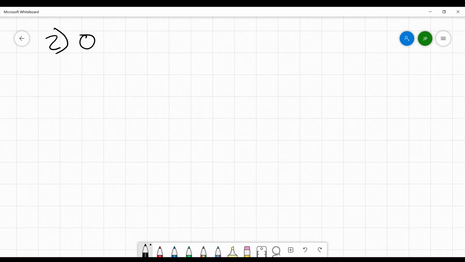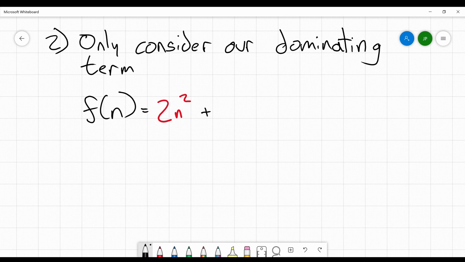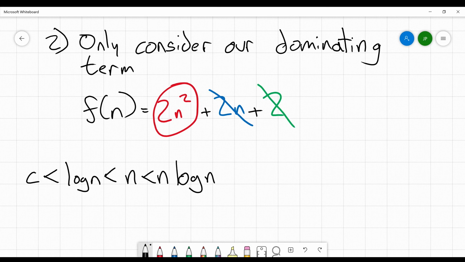Our second step is that we only consider our dominating term, or a term that will be the biggest when n is very, very large. In this case, this is our 2n squared, and we can eliminate 2n plus 2. In more complex cases, it is worth noting this order of terms.